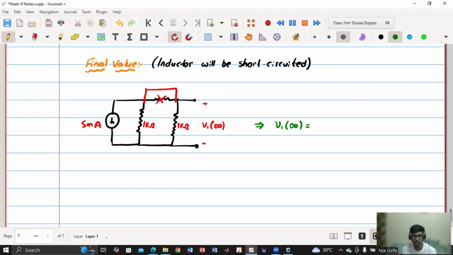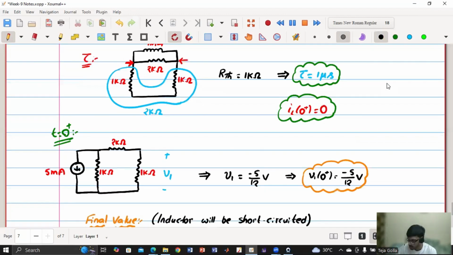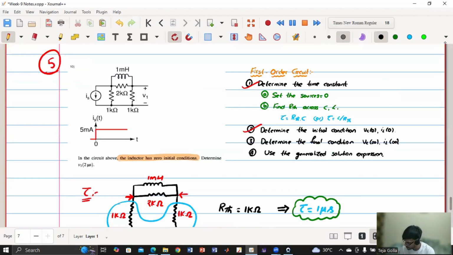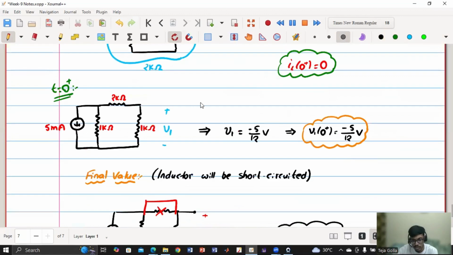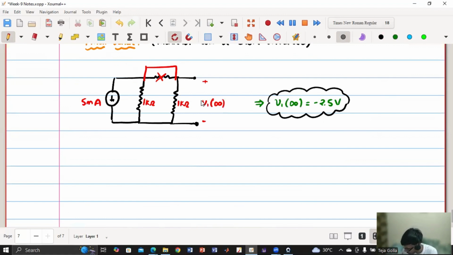Anyone? So we have two resistors in parallel and the voltage across it is V1, and note the polarity. Point five. Yes, you are right, but it will be minus 2.5 because the current is flowing in the other direction. So now if I write the generalized expression, I can write for any voltage and any current as I have mentioned.